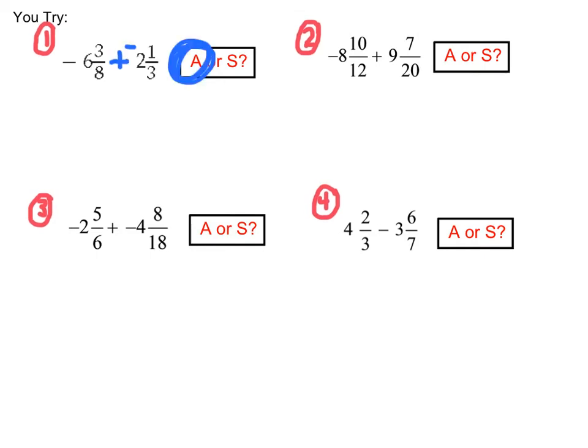So for this first problem, after you use SAO, it ends up being a negative plus a negative, which means we're going to add the mixed numbers. If you did not add these two mixed numbers, pause the video and go back and try it again. Otherwise, if you did add them, you should have taken 6 and 3/8 and added 2 and 1/3. Our final answer, though, is going to be negative because we're taking a negative times a negative.